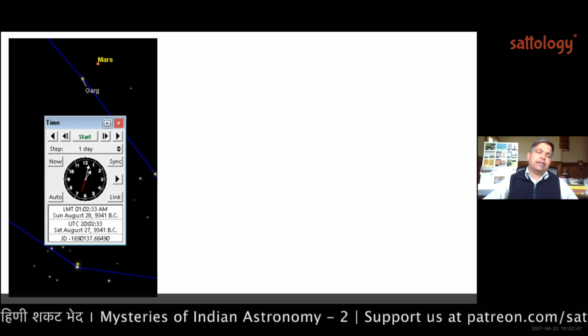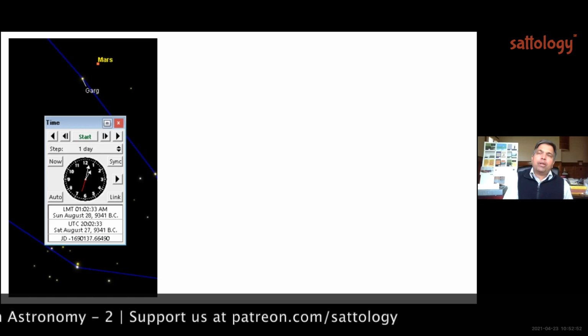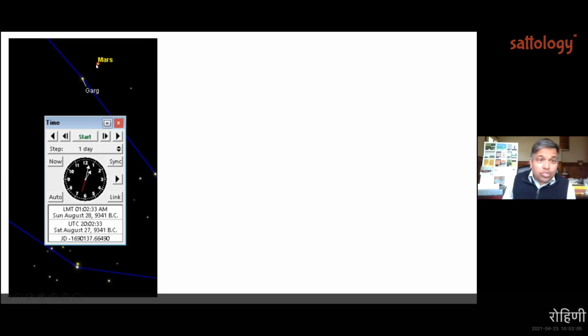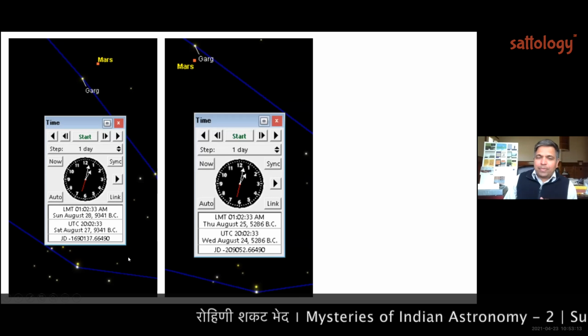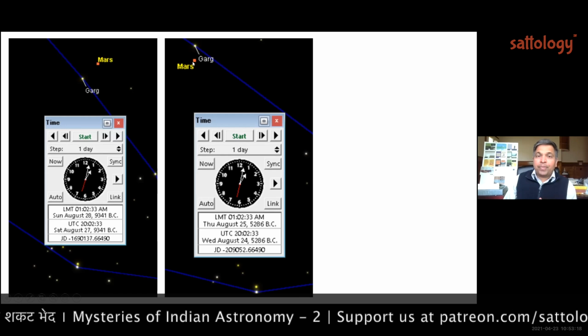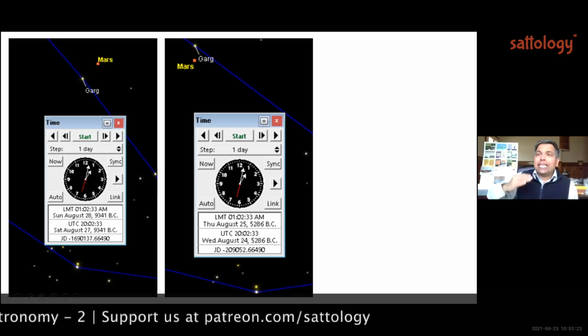So this is that last year where the Wahiya team claims a Rohini Shakata Bhed, but Ameya has shown that it actually does not take place. So look at this. This is the V shape here, Garga and all the way to Rohini. Okay. And Mars gets very close, but not inside the V shape. It's outside. On the other hand, when it gets inside the V shape, now I hope you can relate to this, that V shape here. Garga is here and Rohini would be somewhere here. Mars in this year, 5286 BCE, is inside that Shakat.